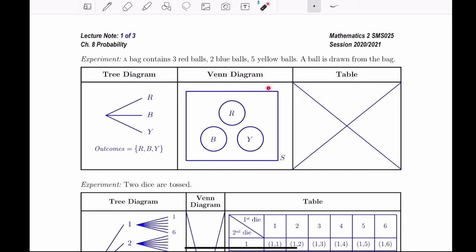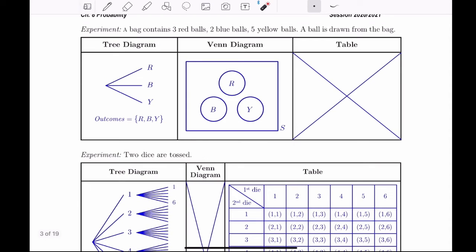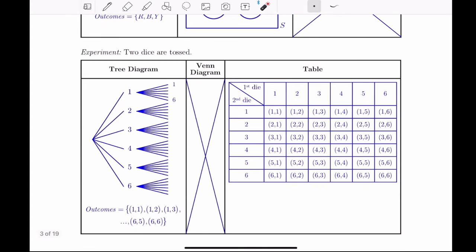Alright, so to illustrate using a Venn diagram, we draw the sample space. Inside the sample space, we have 3 possible outcomes, either the red balls, the blue balls, or the yellow balls. Okay, there are no other colors. So that's why there are no other numbers or letters outside the 3 circles. Okay, and we can't use a table to illustrate the experiment since, like I said just now, we don't have two different categories.